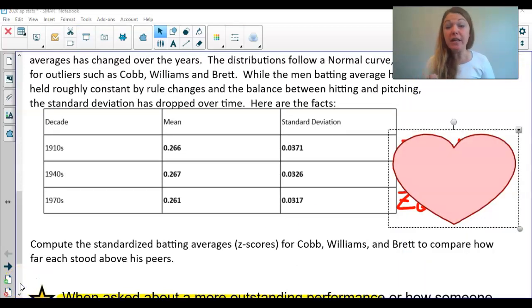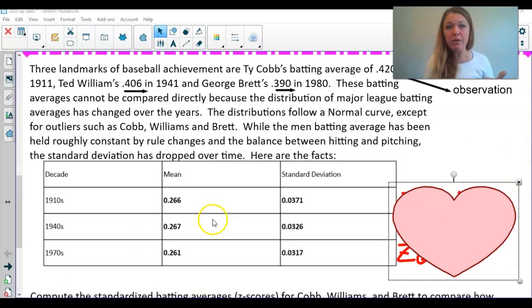Okay, compute the standardized batting averages for Cobb, Williams, and Brett to compare how far each stood above his peers. Now, here's the deal, guys. If you see something called find the standardized score, or anything about being standardized, that means find the z-score. Those are synonymous, meaning they do the same thing. So what I want you to do right now is pause and find the z-score for Ty Cobb, for Ted Williams, and for George Brett.